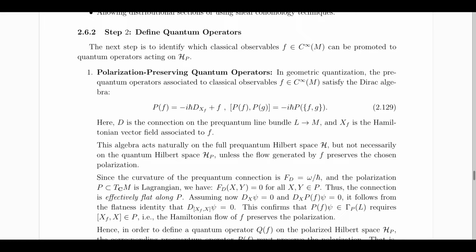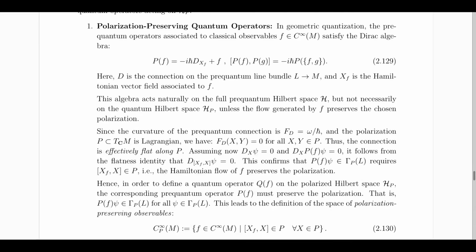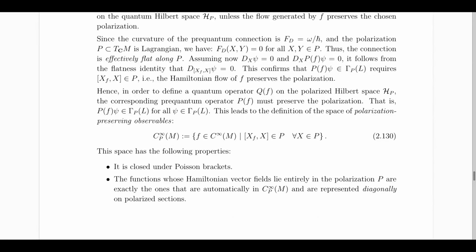Step 2. Promoting observables to quantum operators. Now comes the question, which classical observables can be promoted to quantum operators? In geometric quantization, the assignment is clear at the prequantum level. But this operator only acts correctly on the polarized Hilbert space if the observable's Hamiltonian flow preserves the polarization. In other words, if acting with the operator sends a polarized state to another polarized state.